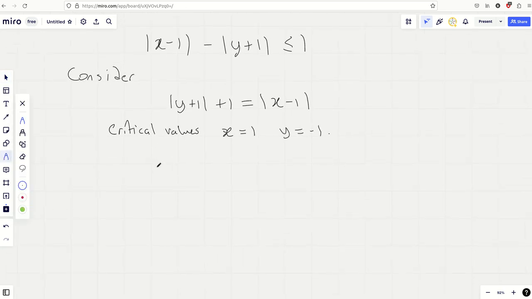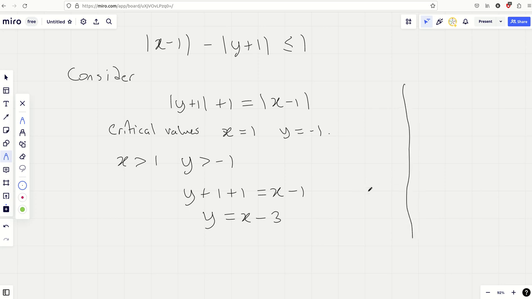Okay, if x is greater than 1 and y is bigger than minus 1, that's probably the simplest situation to consider, because then these are all positive, aren't they? And so we can ignore the modulus signs and we get y plus 1 equals x minus 1. If we rearrange this into our typical straight line equation, that gives us y equals x minus 3, provided x is bigger than 1 and y is bigger than minus 1.